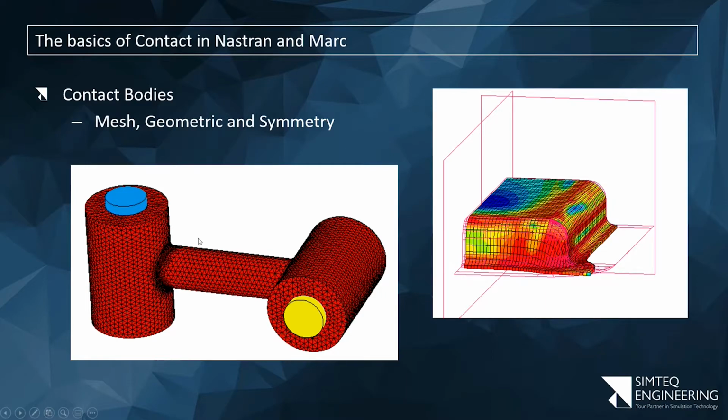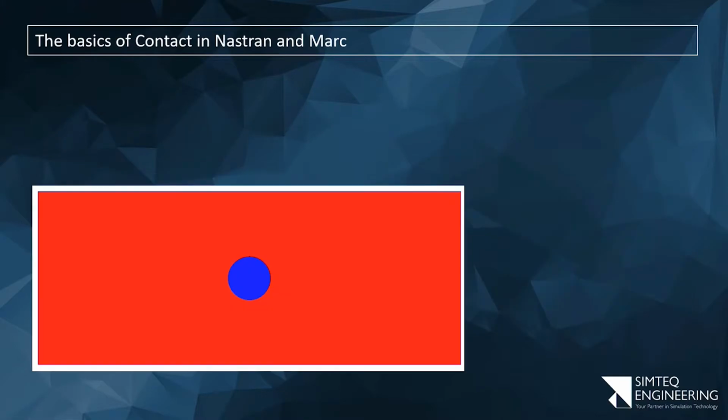The reason we don't make everything in the model one contact body is typically because I want slightly different settings in different regions between different contact bodies. Okay, so that's contact bodies.